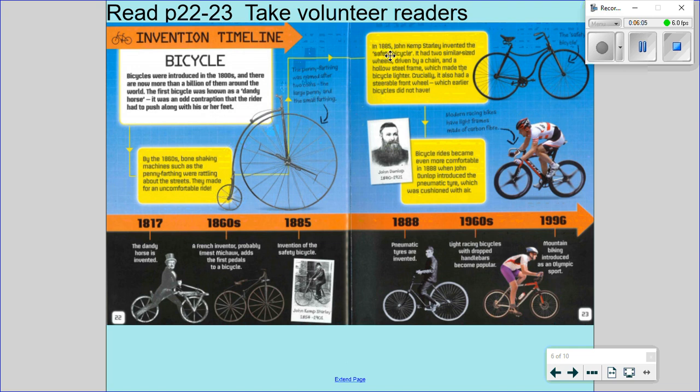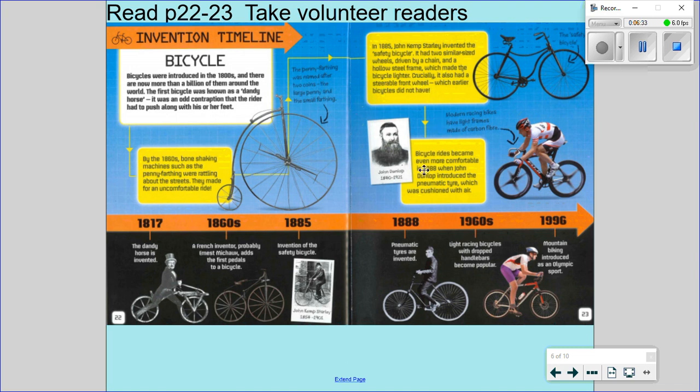In 1885, John Kemp Starley invented the safety bicycle. It had 2 similar-sized wheels, driven by a chain, and a hollow steel frame which made the bicycle lighter. Crucially, so most importantly, it also had a steerable front wheel, which earlier bicycles did not have. So some of the first bikes, you weren't able to turn your front wheel like you are today.